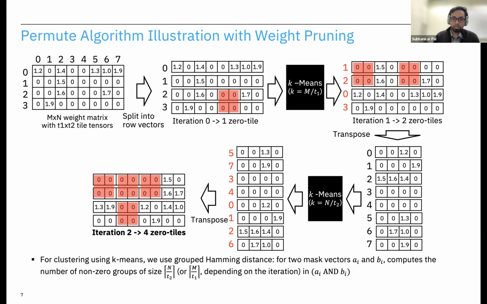So again, just to reiterate, what this distance function does is it tries to cluster groups of zeros together, where the group size is dependent on the tile size, which is the ciphertext message size.